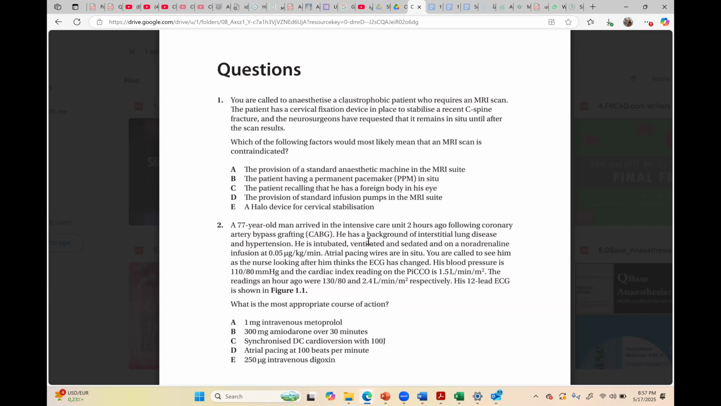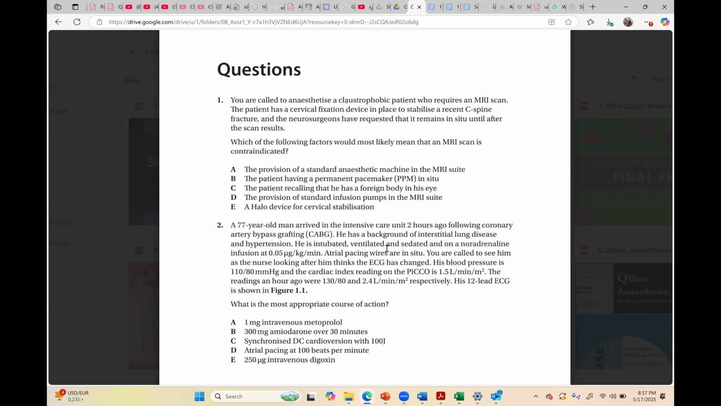So another thing now, because this is a very rare thing, but still you can see what are various foreign bodies which are placed in the eye. What are the different indications? This is just a source of knowledge. The provision of standard infusion pumps in the MRI. So this option and this option seems to be almost the same. And then a halo device for cervical stabilization.